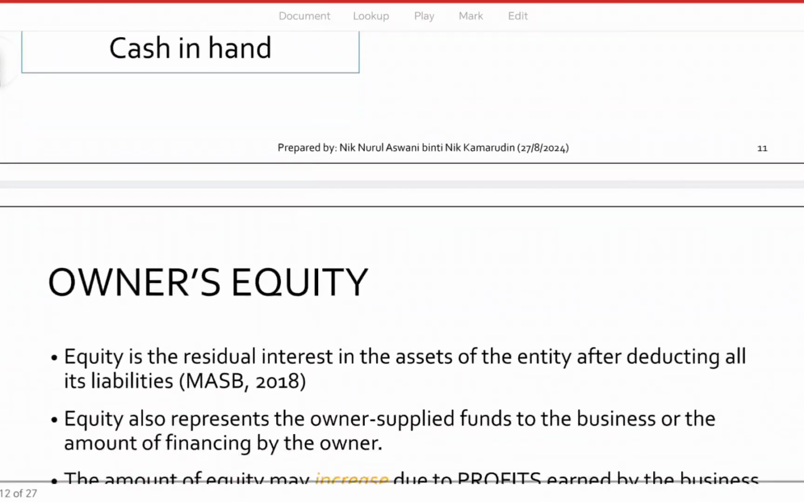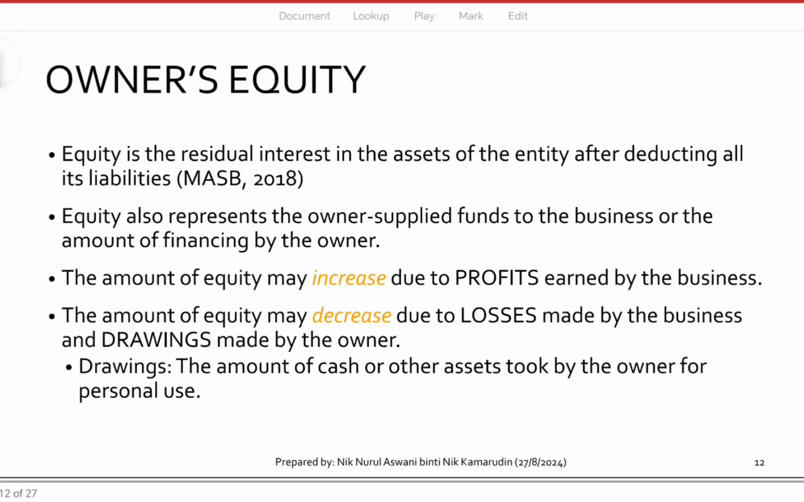So next, the owner equity. For the owner equity, equity is the residual interest, the balance in the asset of the entity after deducting all its liability. Then that amount represents the amount of equity that belongs to the owner of the business, but only after we deduct all the liabilities. And then equity also represents the owner's supplied funds. The amount of equity in the statement of financial position represents the owner's supplied fund to the business or the amount of financing by the owner itself.